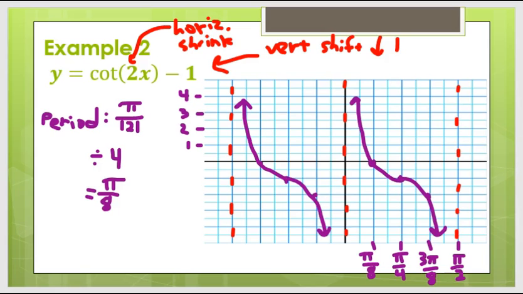And that's it for how to graph tangent and cotangent graphs, both without transformations and with transformations. I hope that will help.